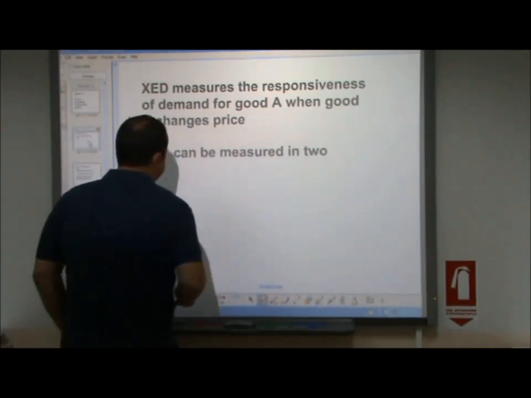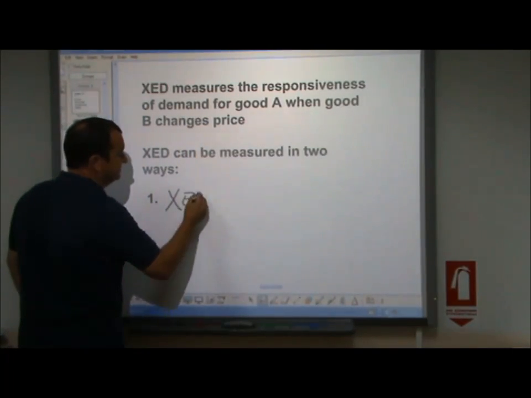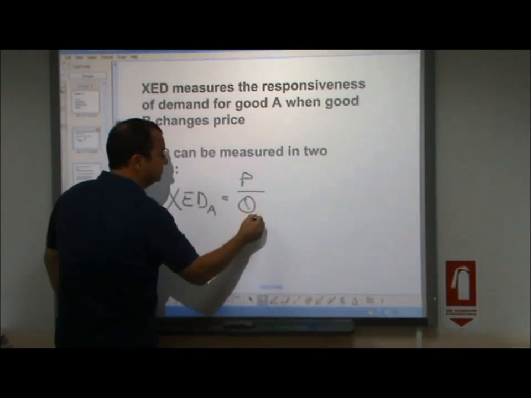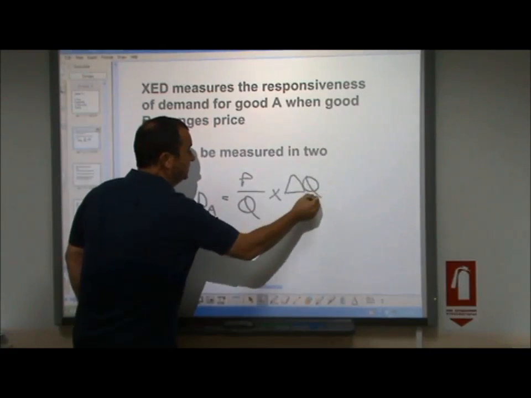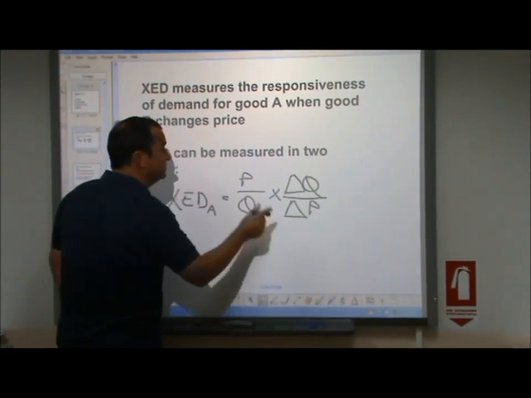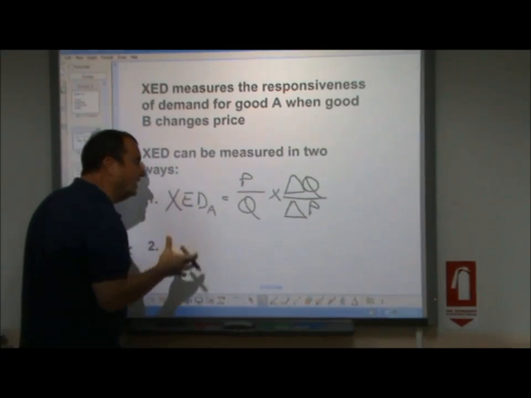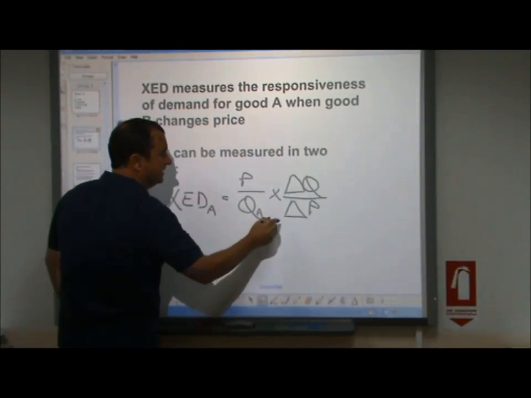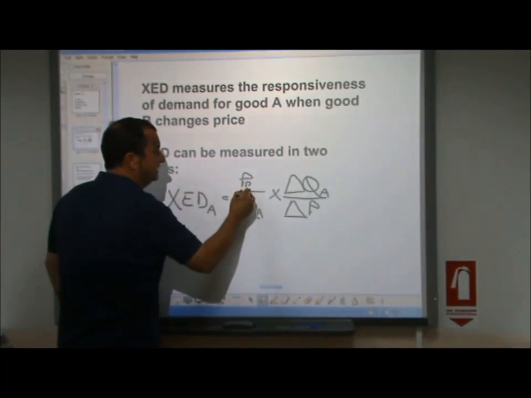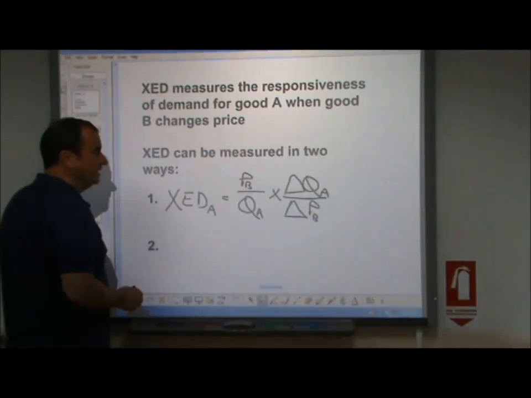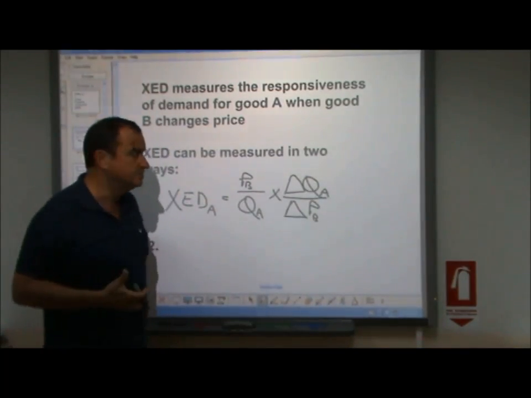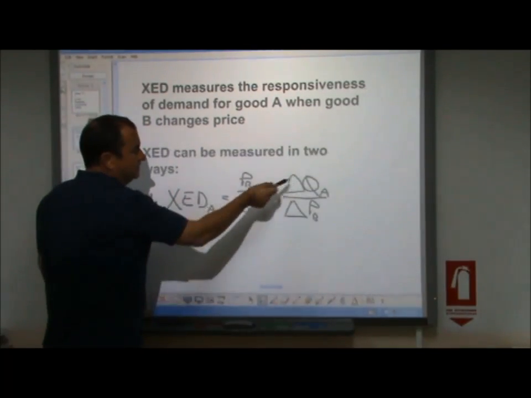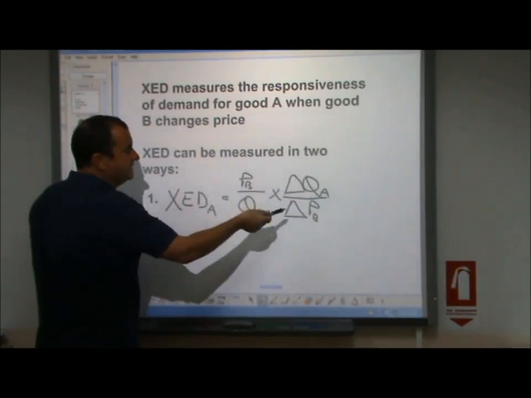Let's look at those. Firstly, we can say that cross elasticity of demand for good A is P over Q times change in Q over change in P, which is exactly the same equation as with PED. However, we have to say we're looking at the quantity of good A when good B changes price. Okay? So I find it easier to remember this equation by writing out the equation for PED, but then remembering I'm looking at the demand, the quantity of A when B changes price.